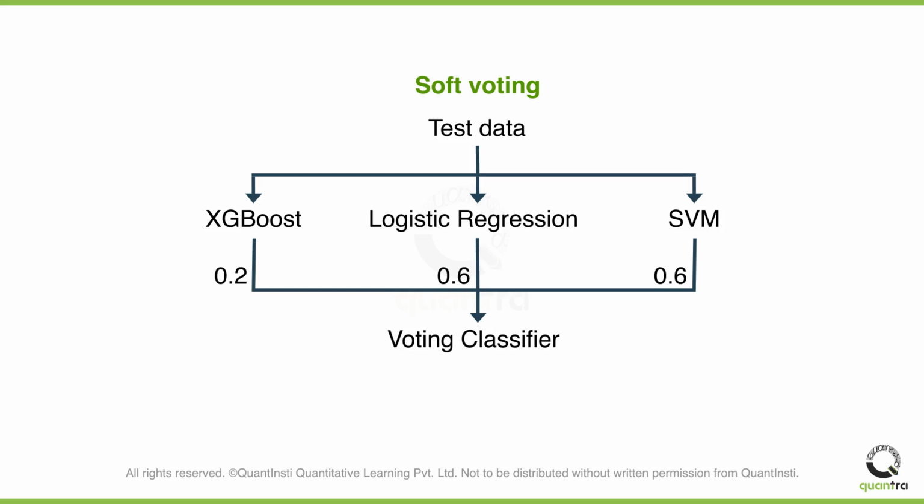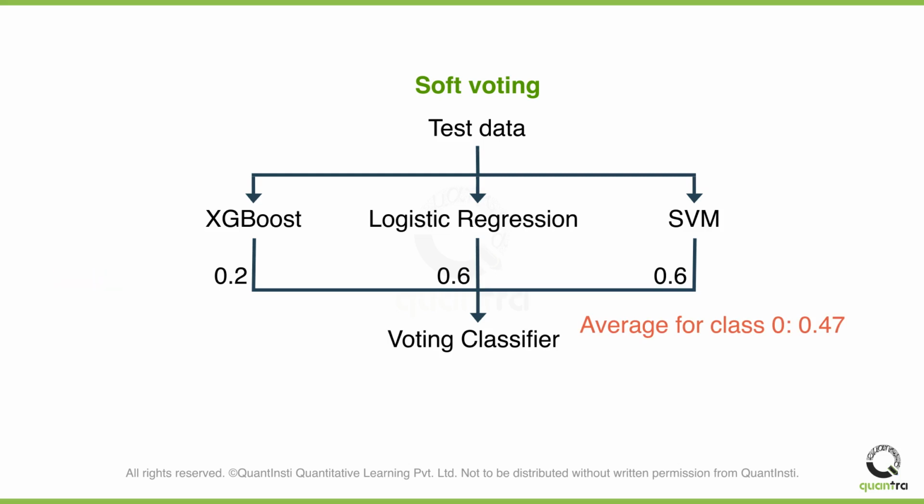For example, the voting classifier receives the probability of occurrences of all three models, for class 0, as shown on screen. You can see that the XGBoost model predicted the probability of occurrence of 0 as 0.2, or 20%. The voting classifier will take the average of these values, which is 0.47 in this case.